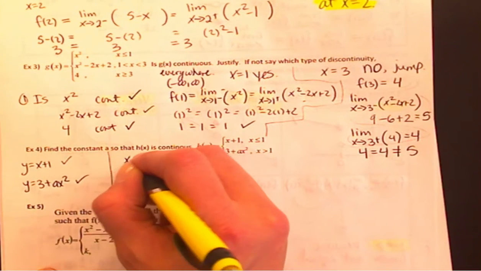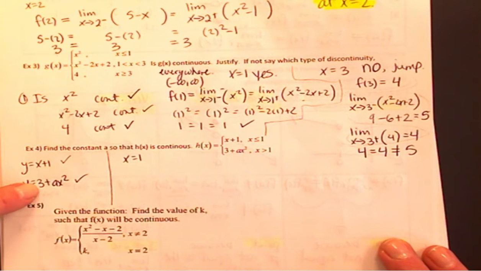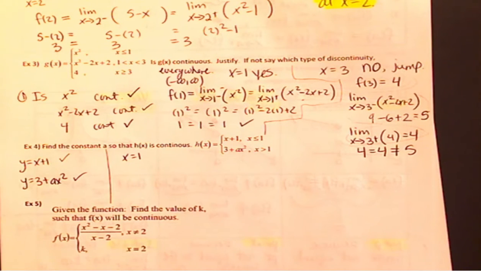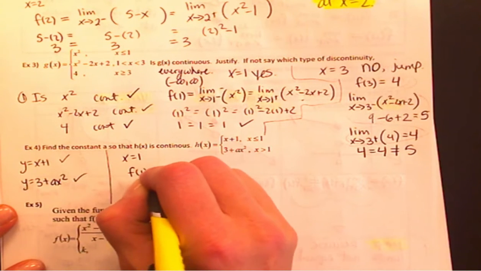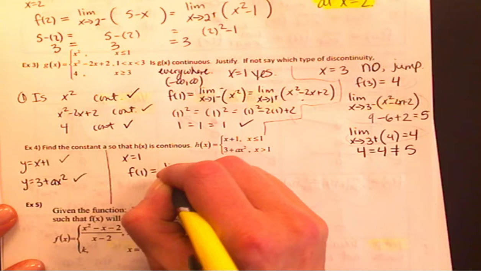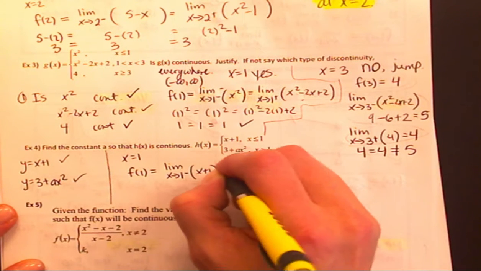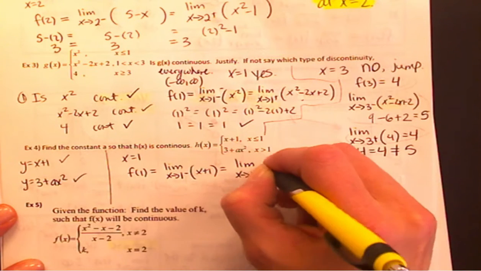Check x equals 1. Right? It's a piecewise function. That's the only place that you could possibly lift your pencil. You've already determined that each of the individual pieces are continuous. Now we have to check the one in question. Where do you switch? Okay, the point f of 1 equals the limit as x approaches 1 from the left equals the limit as x approaches 1 from the right.